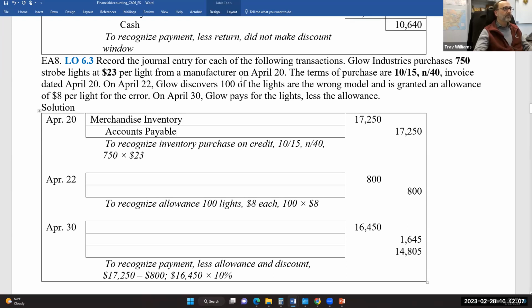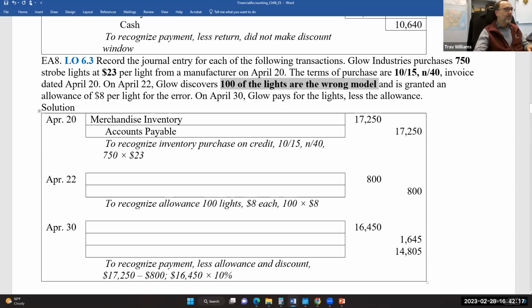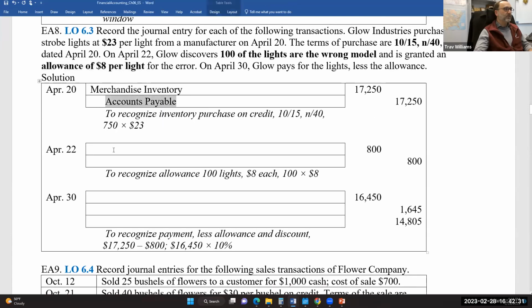Okay, then they discover 100 lights are the wrong model. So they return 100 lights and they get, I'm sorry, they didn't return them. They kept the lights, but they got an allowance of $8 per light. So they got an $800 allowance. All we have to do to journalize that is the accounts payable goes down and merchandise inventory goes down, right? So it's just flipped from the original purchase.